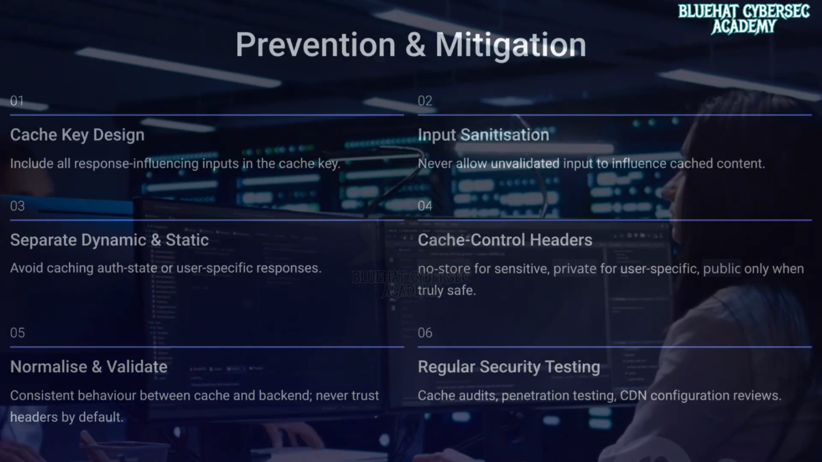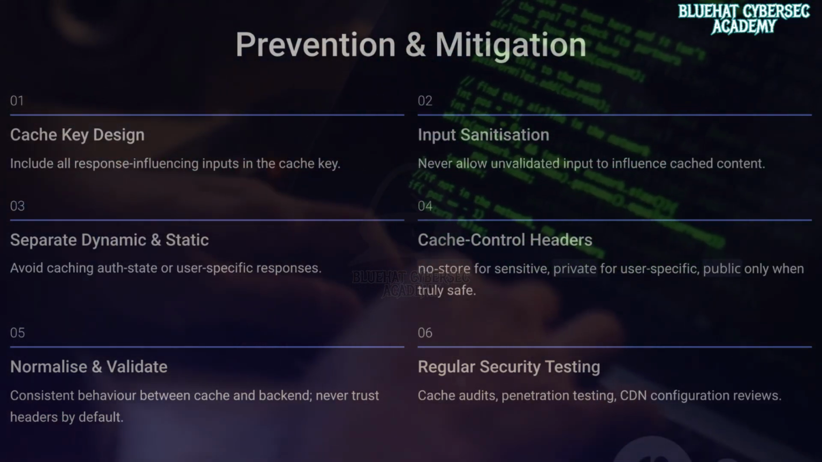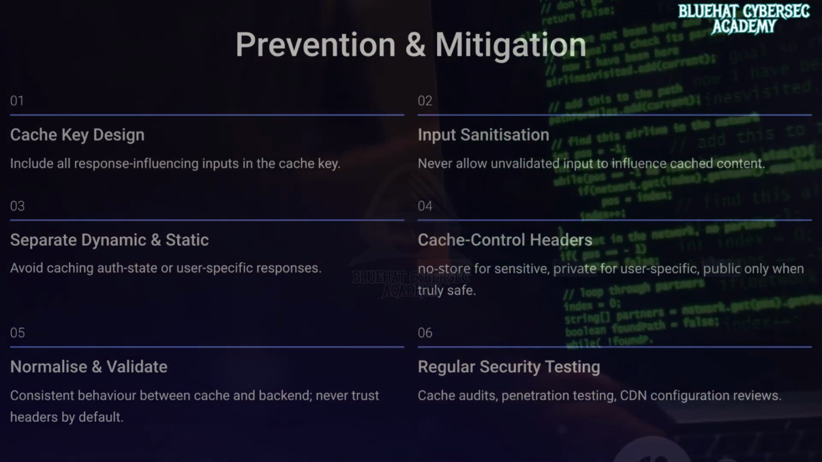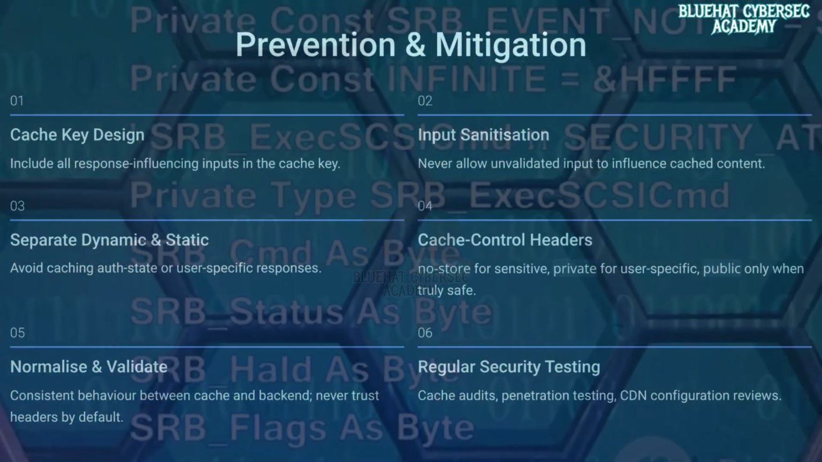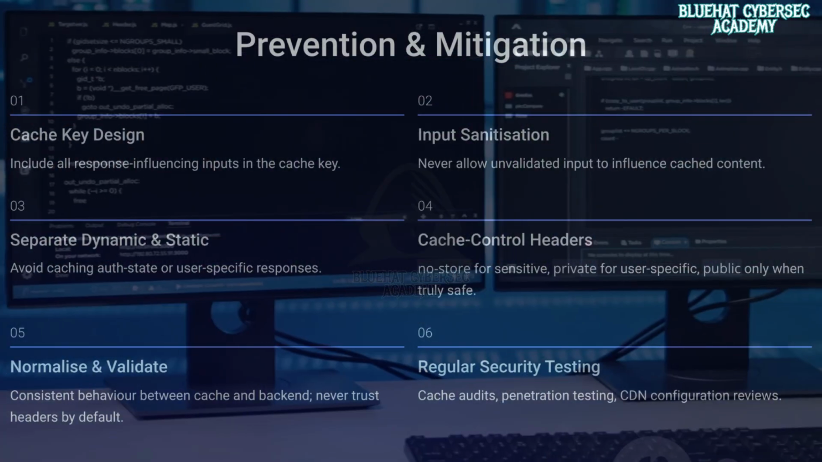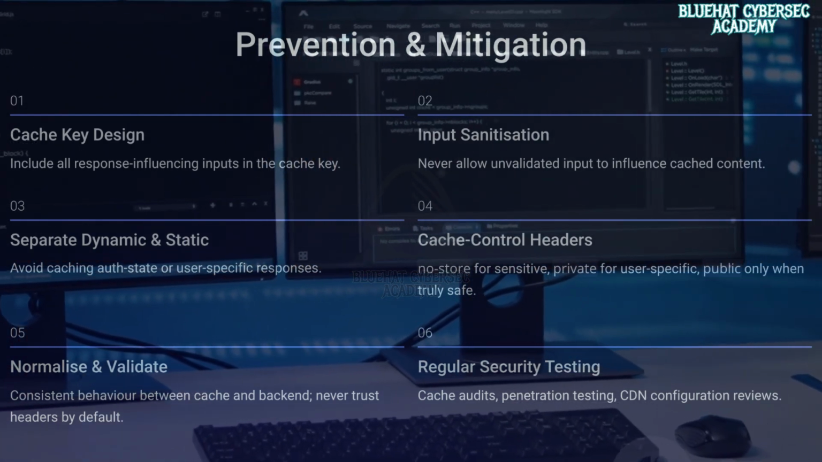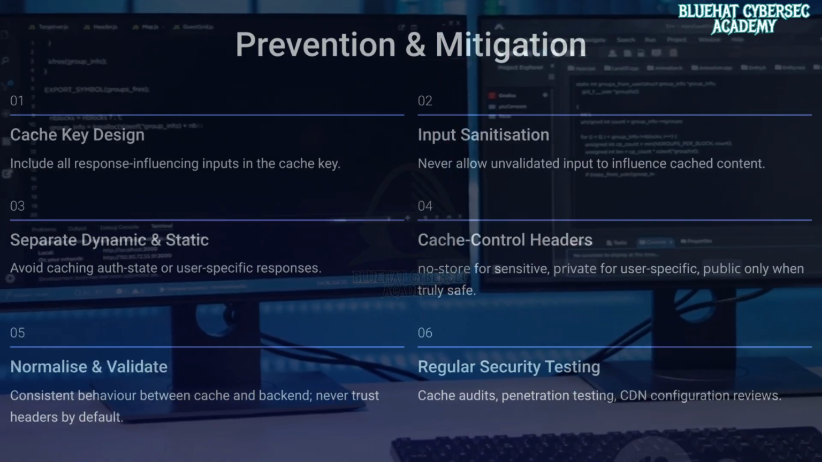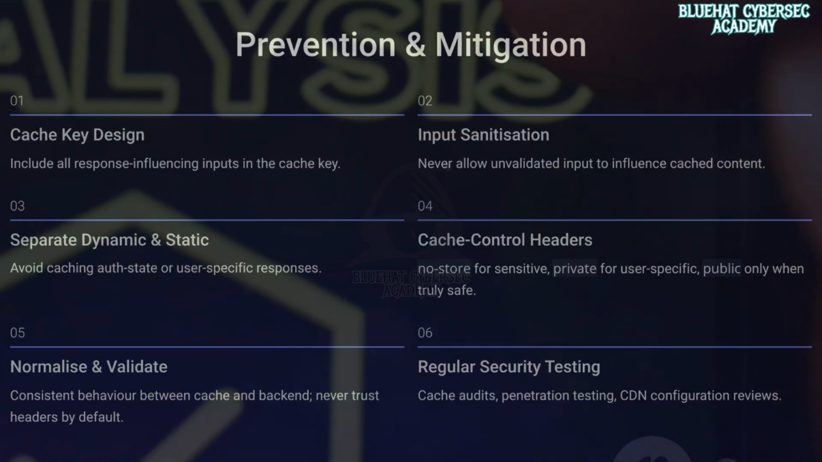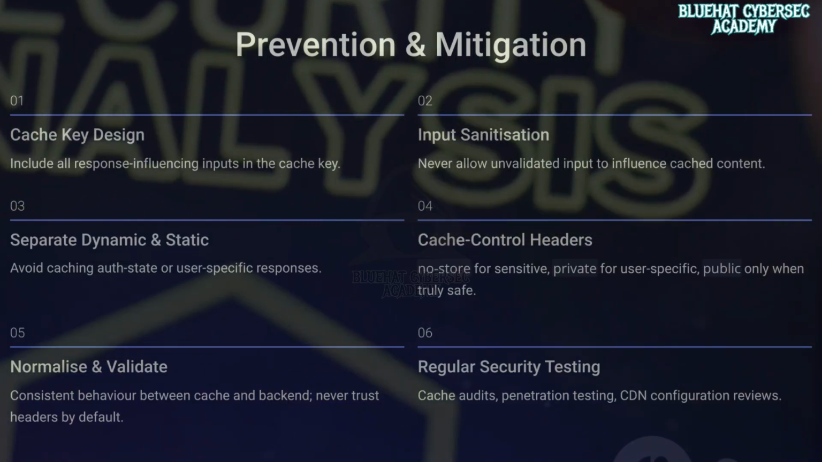All right, so let's talk about prevention and mitigation strategies. First, proper cache key design. Make sure that all inputs affecting response output are included in the cache key, or explicitly excluded if they're unsafe. Second, input sanitization. Never, ever allow unvalidated user input to influence cached content. Third, separate dynamic and static content. Avoid caching responses that depend on authentication state, user-specific data, or sensitive parameters. Fourth, cache control headers. Use the correct directives like no-store for sensitive data, private for user-specific content, and public only for truly safe shared data.